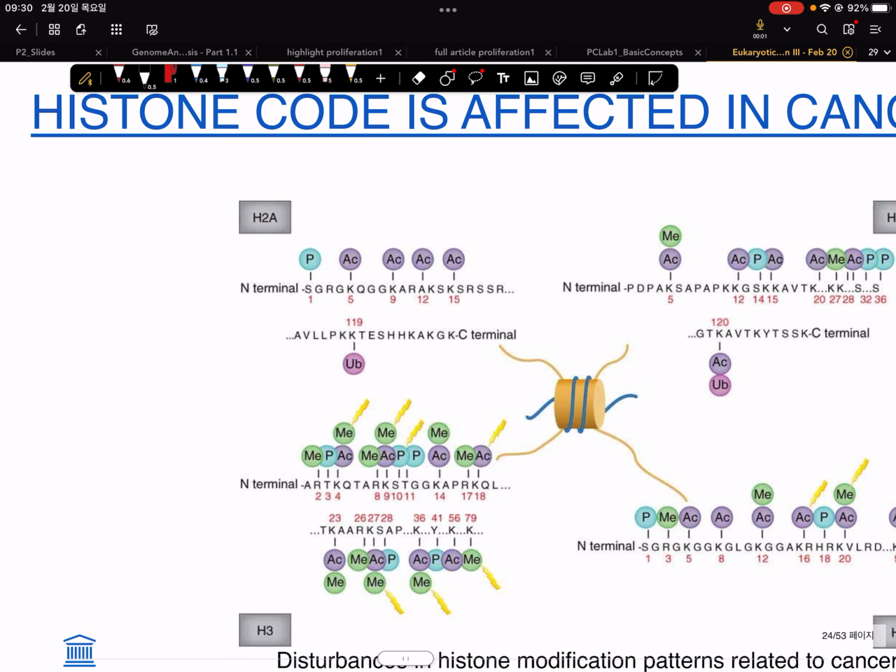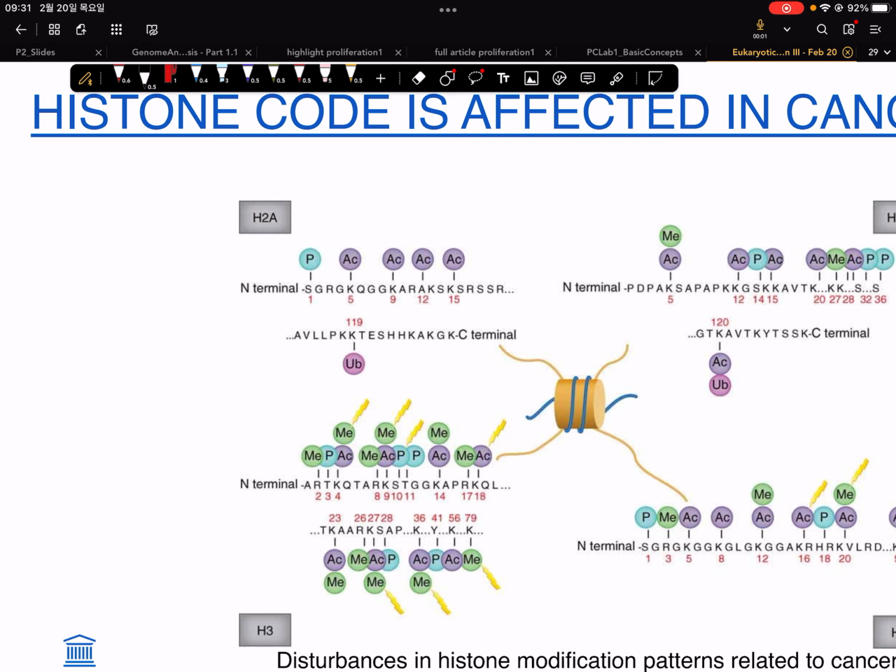For histone code, it's a bit less clear, let's say, but also there we already know that there are some disturbances in histone modification patterns that are only seen in cancer cells. All the ones for which there is some evidence are shown here with the lightning bolts. Histone 3 is the most commonly studied one. I don't know why. It's probably because it has lots of modifications. For some reason, we tend to focus on histone 3.